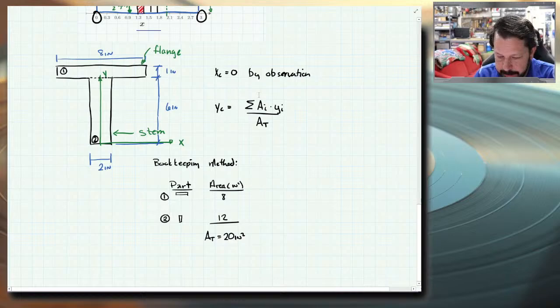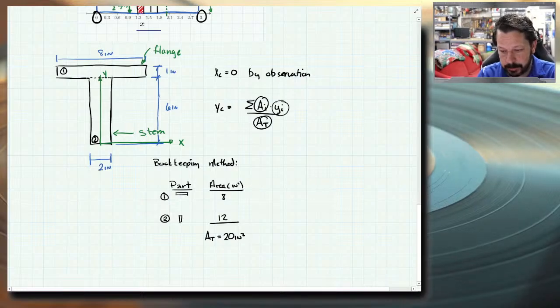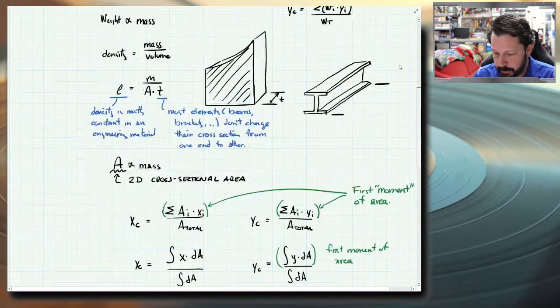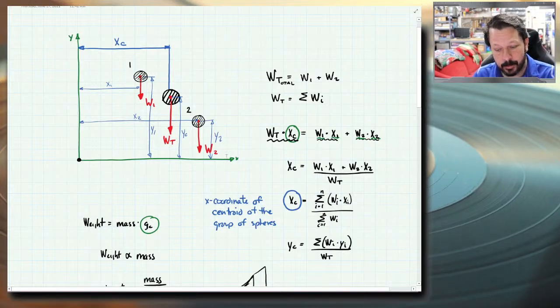The other thing I need, now that I have the area and the total area, is the individual distances for each part. So this yi corresponds way back up here to when I was dealing with these circles. Each circle had its own distance from the reference. In this case, I'm referencing the x-axis, and each part has its own y sub 1 or 2 or whatever, c.